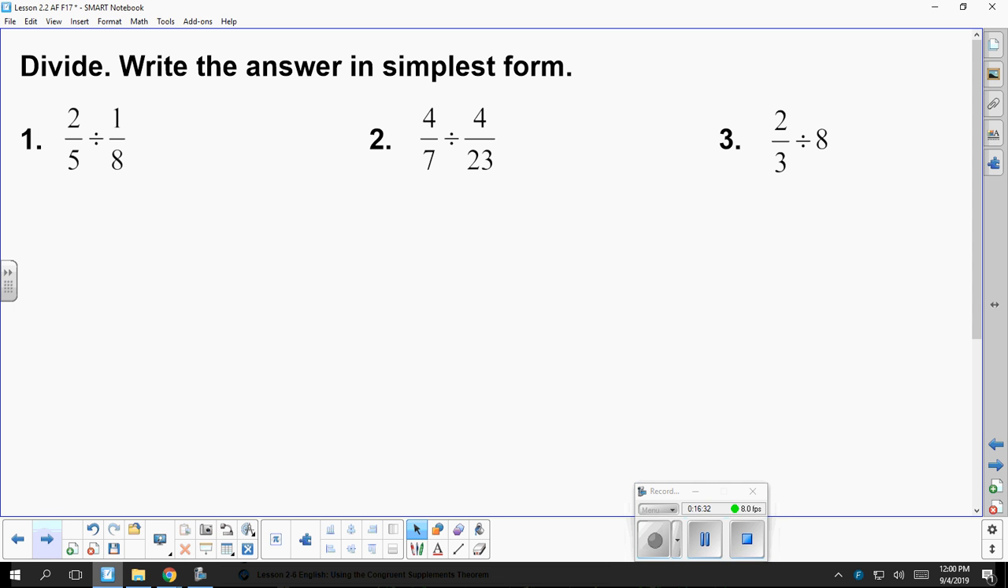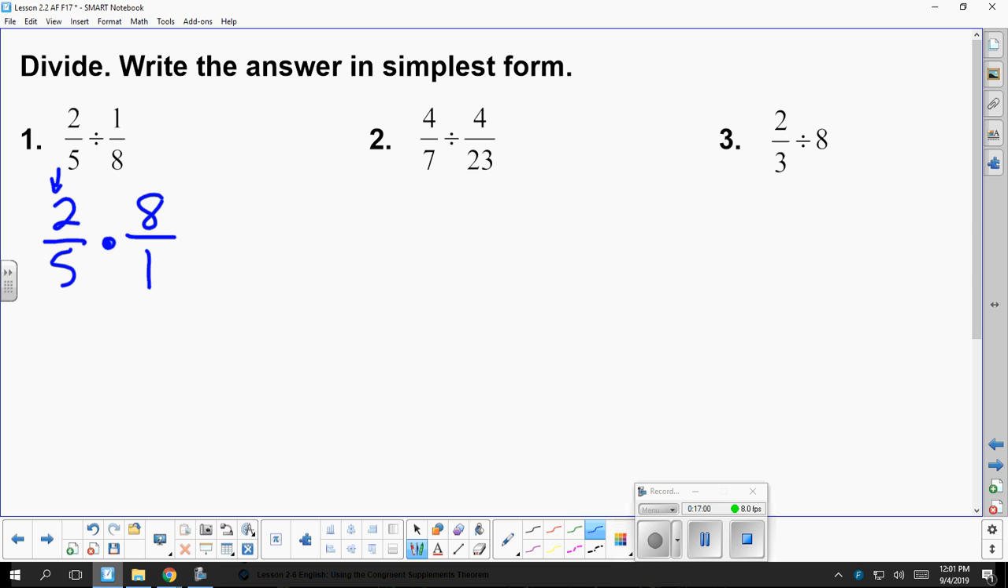So let's try a couple of these problems. All right. So remember, the very first step for any sort of division is we're going to take the second one, flip it over, and change it to a multiplication problem. So I have 2 over 5. I'm going to copy that straight down, just the way it looks. And then you're going to switch. Change this to multiplication, and then the reciprocal of 1/8 is just 8 over 1.